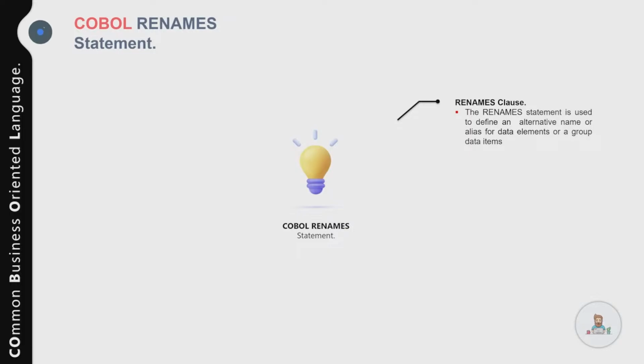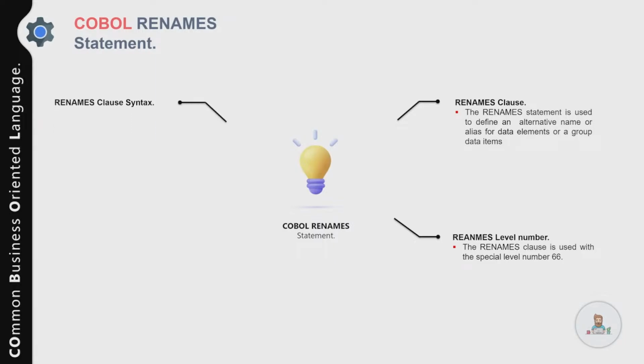The rename clause is also used to regroup several elementary data items into a record so that they can belong to the original as well as to the newly defined group. The rename clause is used with the special level number, that is level 66. In general, the rename clause is not used very often because of the maintenance problem. In fact, it was used heavily during the 1960s, 70s and 80s.